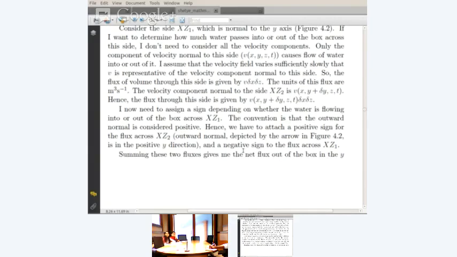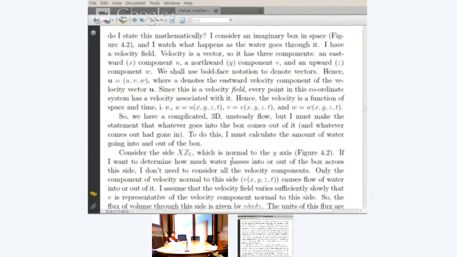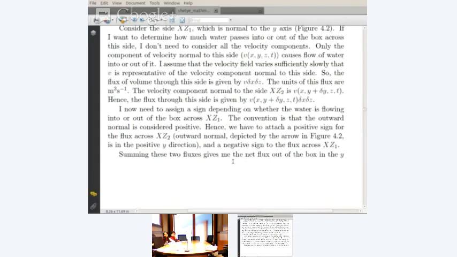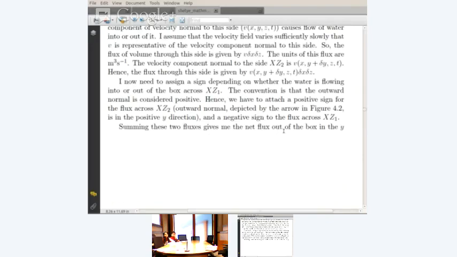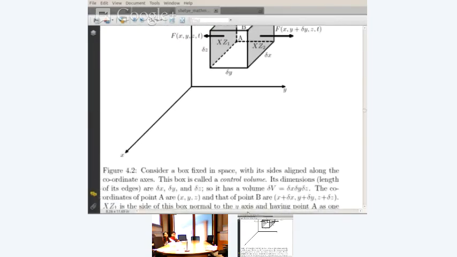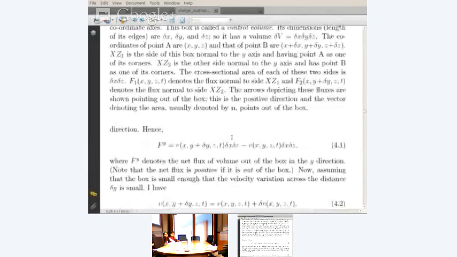Once you have done that, there's nothing else that can be changed. Everything else is now going to follow from these definitions. That is why it is critical to choose your sign convention carefully. Once we have done that, everything else is algebra. Summing these two fluxes gives me the net flux out of the box in the y direction. That's all I do. So if I am interested in the flux in the y direction, out of the box, I have V at x, y plus delta y, z, comma t into delta x into delta z.